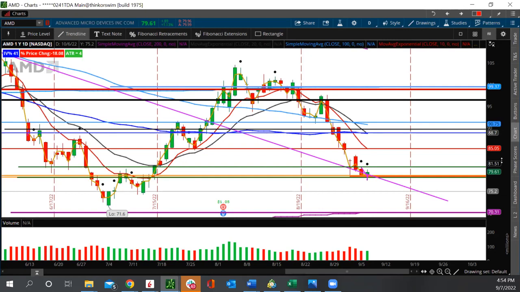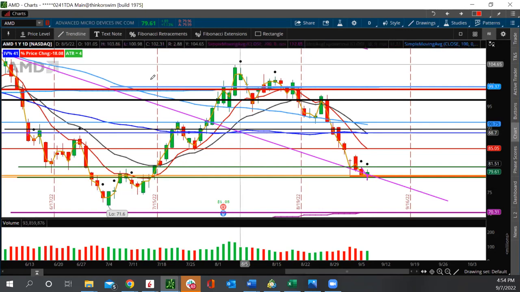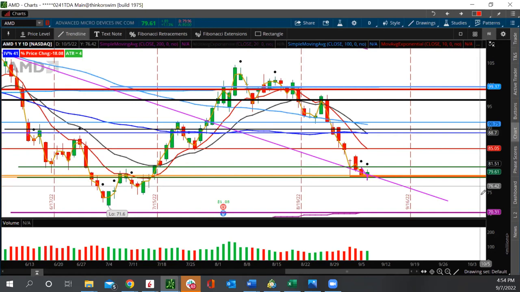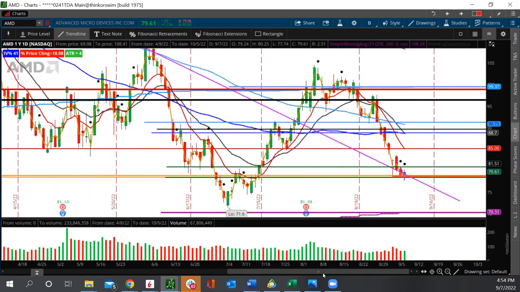So support and resistance lines don't have to be just horizontal lines. They can be trend lines. This is an angled line. It doesn't have to be a horizontal line. So what's happening now? Think about this.